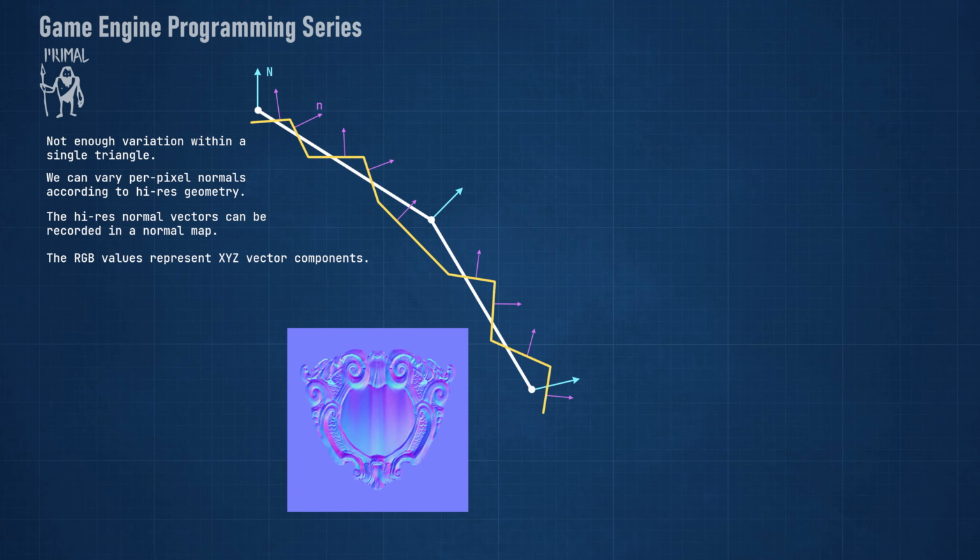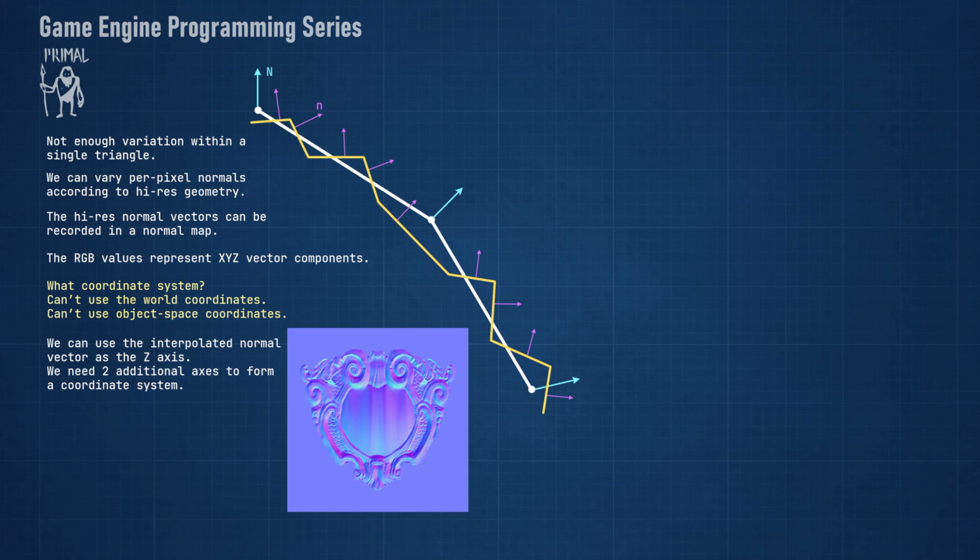So now we have these vectors, but what coordinate system are they related to? Obviously, they can't be in world space, since that would make them invalid as soon as the object is rotated in any direction. Also, we couldn't use object space, because deforming the object by scaling it or during an animation would invalidate the vectors. One coordinate frame that's invariant, however, is the one used for the texture coordinates, or the UVs of the model. So we can use that to construct a coordinate system.